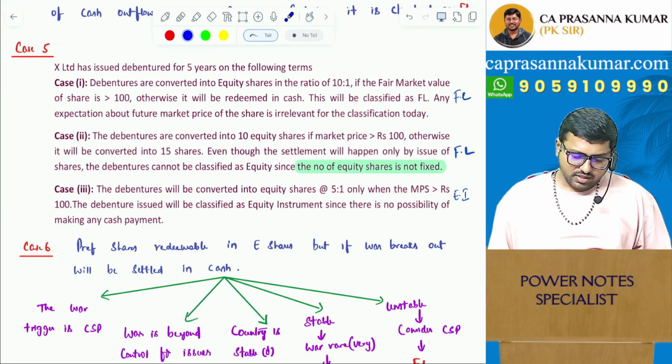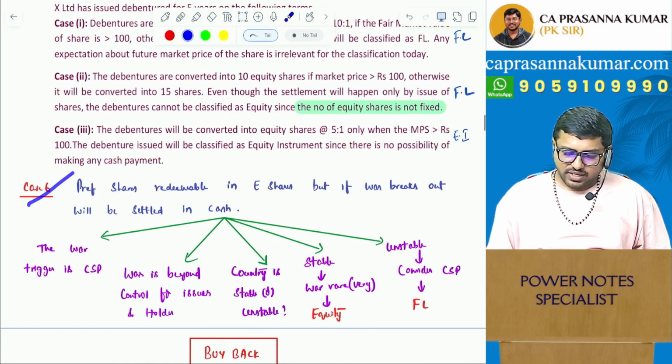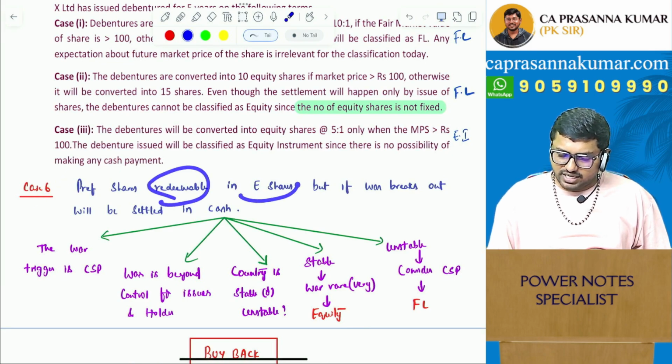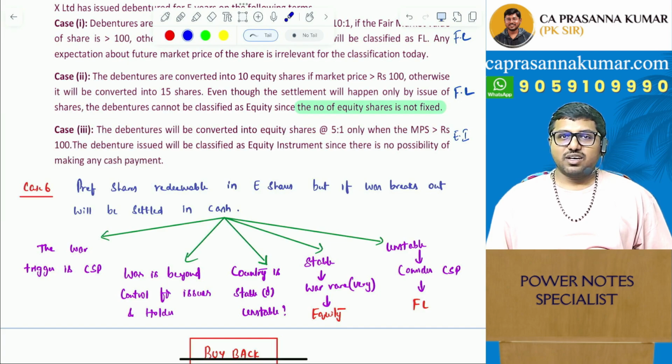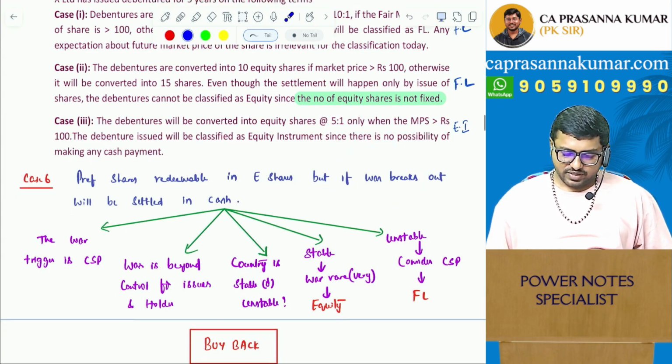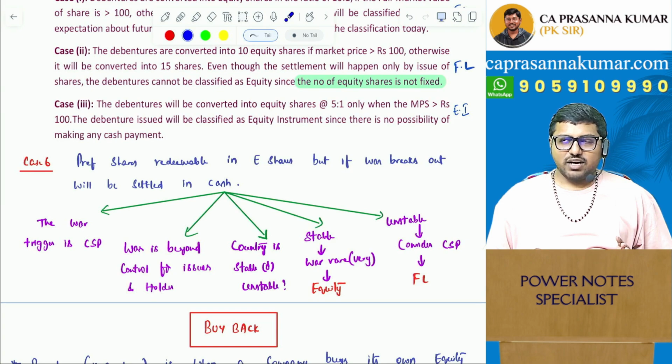Okay. Moving on to case 6. Preference shares redeemable in equity shares, but if war breaks out, it will be settled in cash. This is what I've told you. So the war is nothing but a contingent settlement provision. Correct? Now let's try to understand the situation of war. Is it beyond the control of the holder and the issuer? Yes, it is, obviously. And then you have to see how your country is.